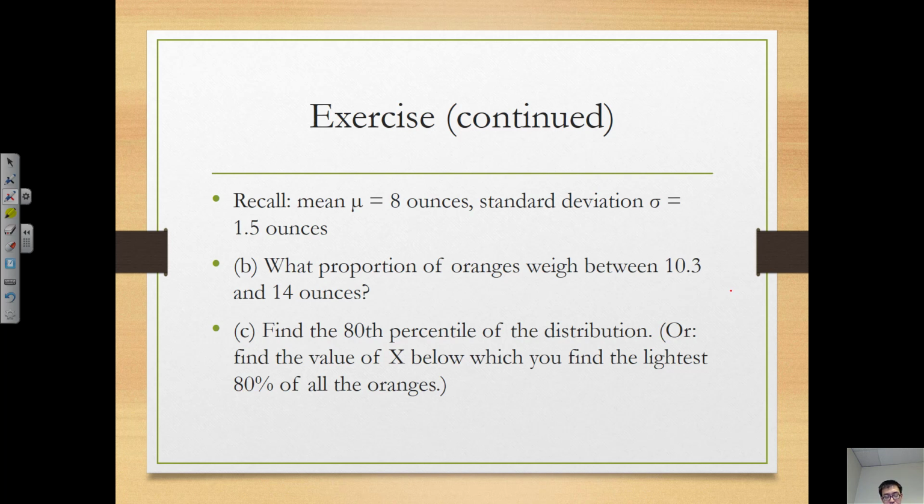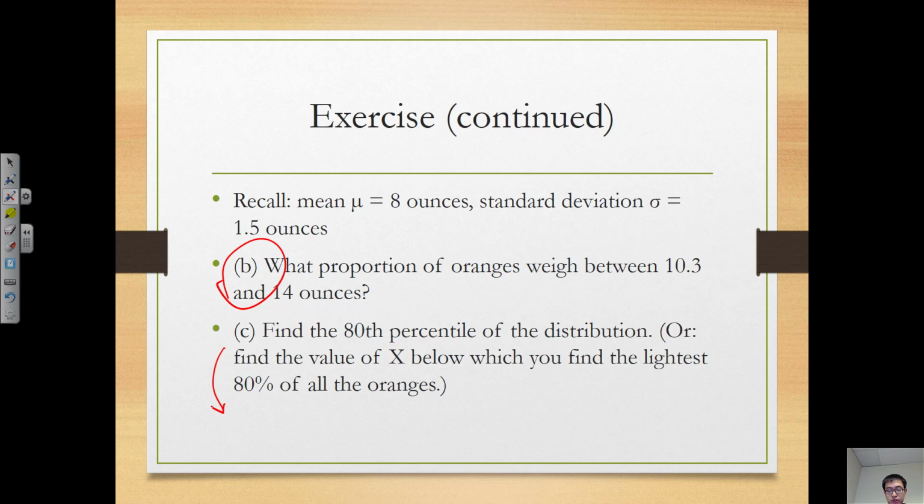So there are two follow-up questions. What proportion of oranges weigh between 10.3 and 14 ounces? And the last question is to find the 80th percentile of the distribution. You may want to pause the video and do it yourself. Okay, hopefully you got the answer. So I will just briefly talk about how to do B, and I will describe C in detail, and I will use R to solve it actually.